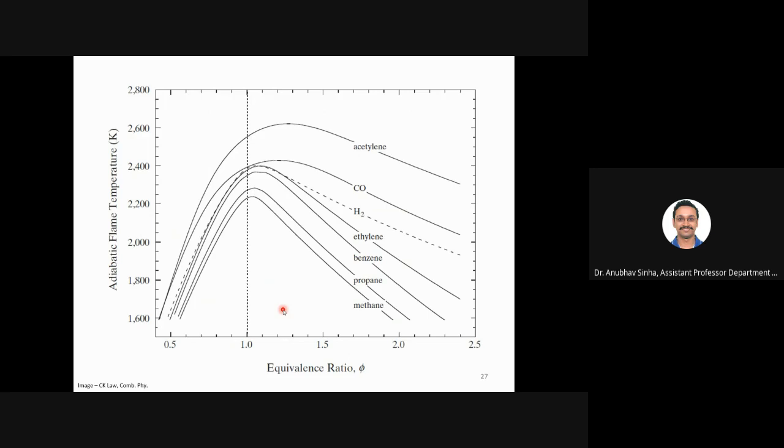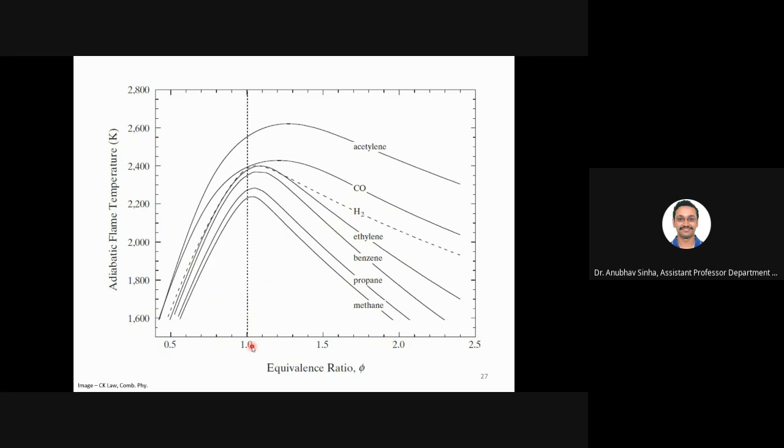Now let us look at how the adiabatic flame temperature varies with equivalence ratio. You can see the equivalence ratio on the x-axis. One is basically stoichiometric, this side goes rich, more fuel, and this side goes lean, less fuel. The y-axis shows adiabatic flame temperature in Kelvin. These are the different fuels given: methane, propane, all hydrocarbons are there. Hydrogen is there. CO is there. CO also you can burn to form CO2, right?